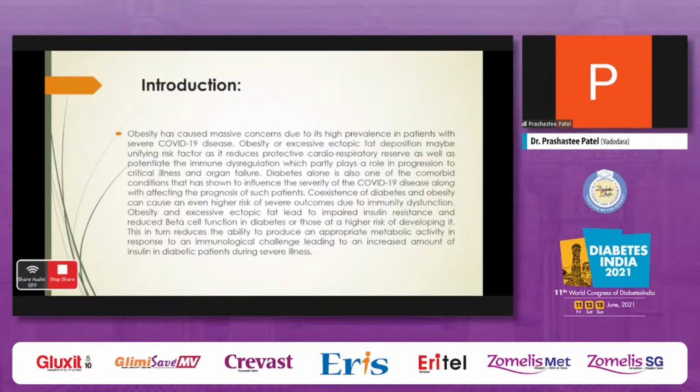Obesity and excessive fat deposition lead to impaired insulin sensitivity and reduced beta cell function in diabetes or in those at high risk of developing it. This in turn reduces the ability to produce an appropriate metabolic response to an immunological challenge, leading to an increased amount of insulin in diabetic patients during severe illness.